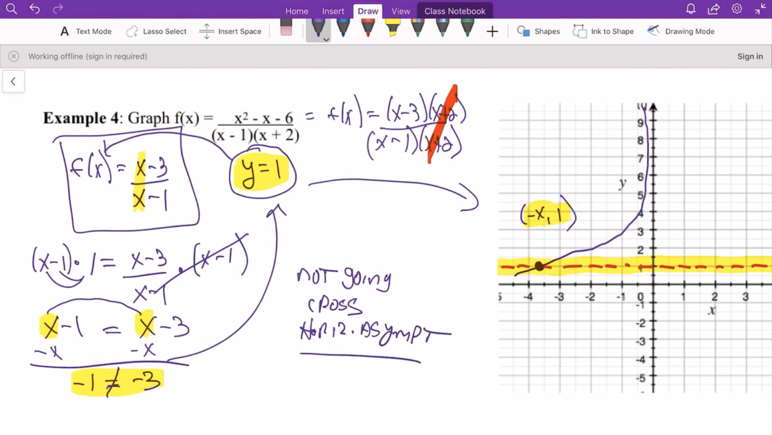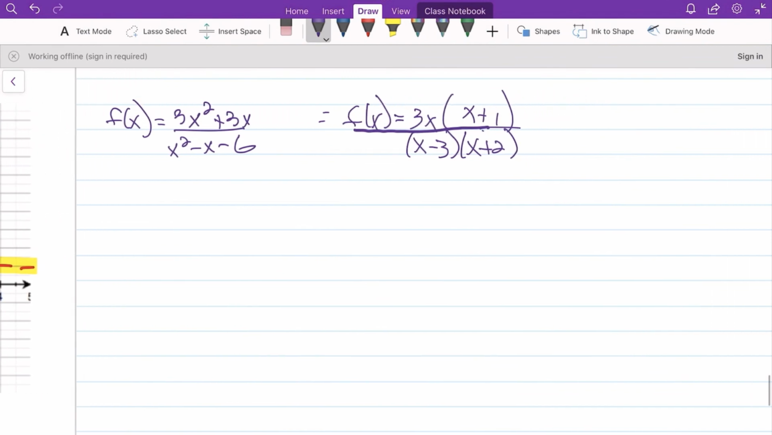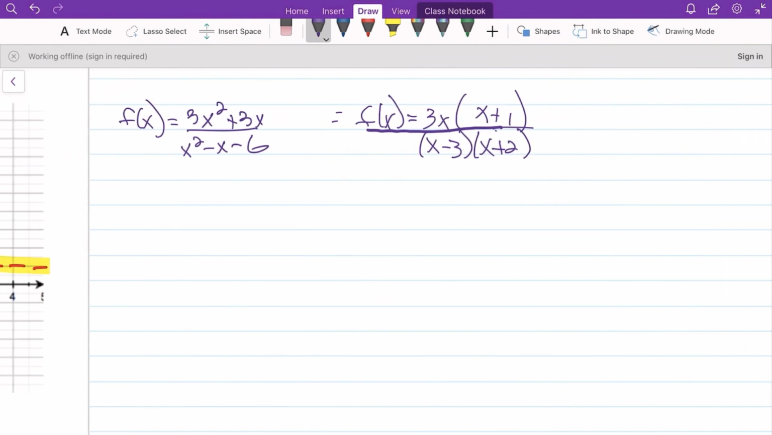I mean, you could plot points and try to brute force it that way, but this is obviously a lot more efficient. What we're going to do on the next example is I'm going to show you one where it actually will cross. So I have this function here, f of x equals 3x squared plus 3x over x squared minus x minus 6. And again, you always want to try to factor this to see if we can cancel out any common factors. And I couldn't do that. So when you're doing this test to see if it'll cross the horizontal asymptote and you can't cancel any factors here, it's easier to work on the original. So that's what we're going to do.